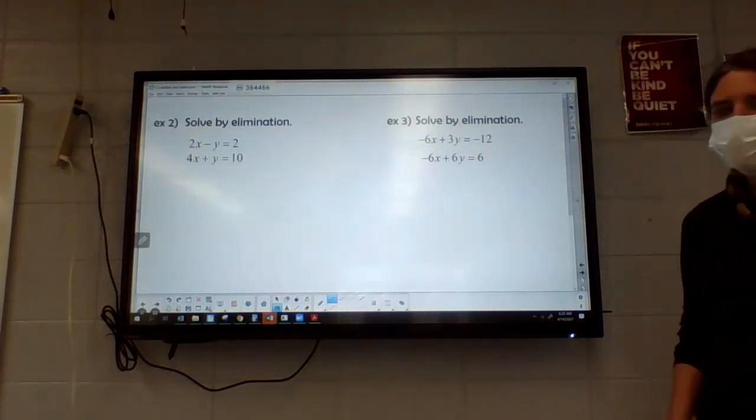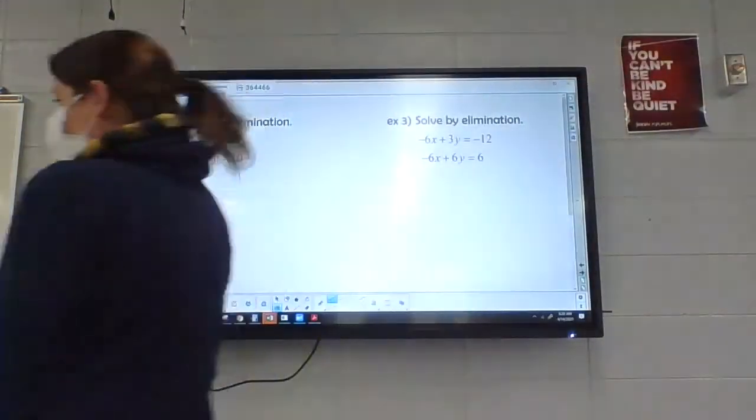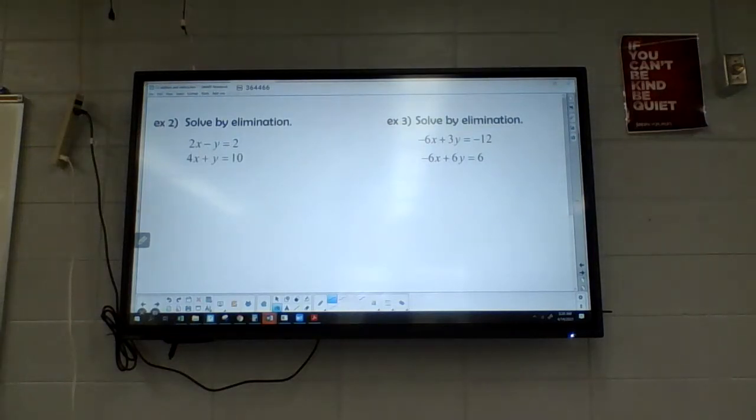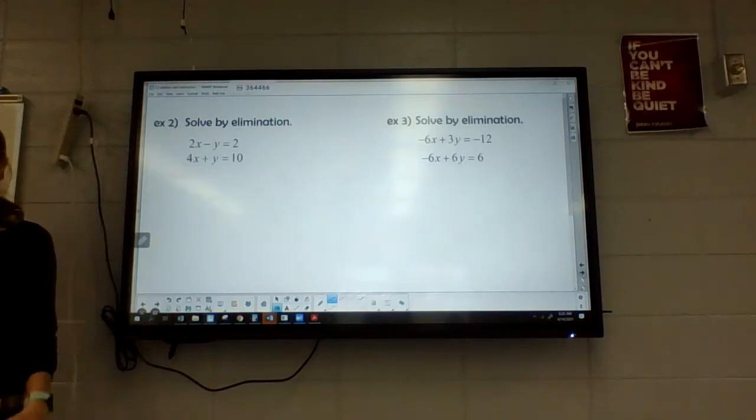So let's look at example 2. Is everything lined up? Yeah, x's are in a line, y's are in a line, the equal sign's in a line. I guess that's really important as well. And then the numbers without a variable are in a line.